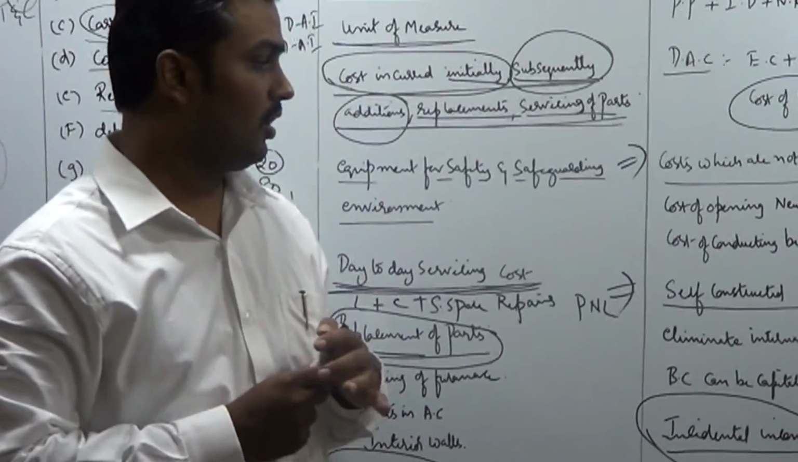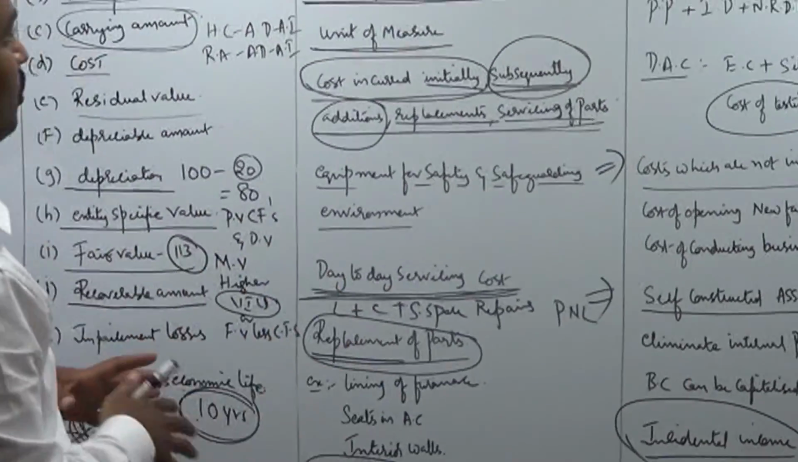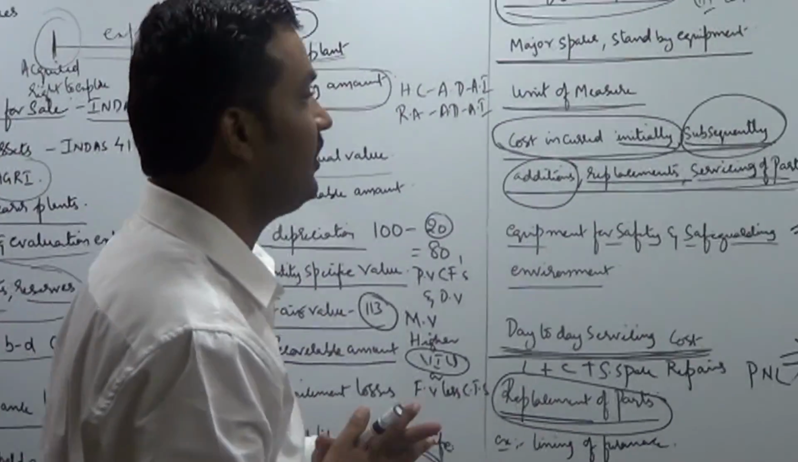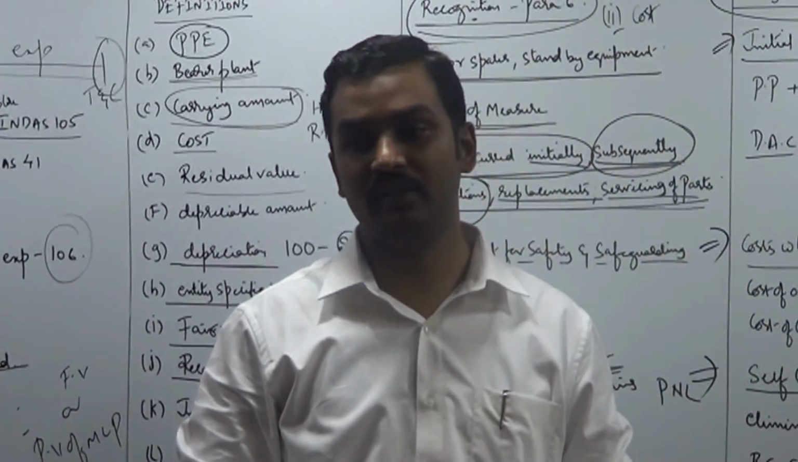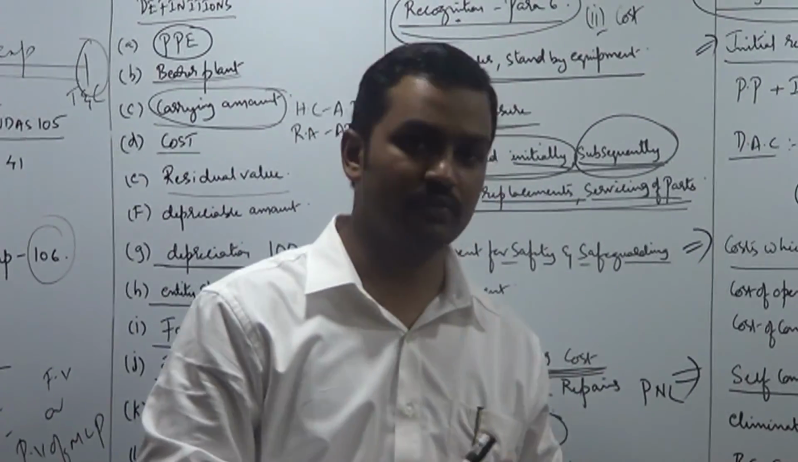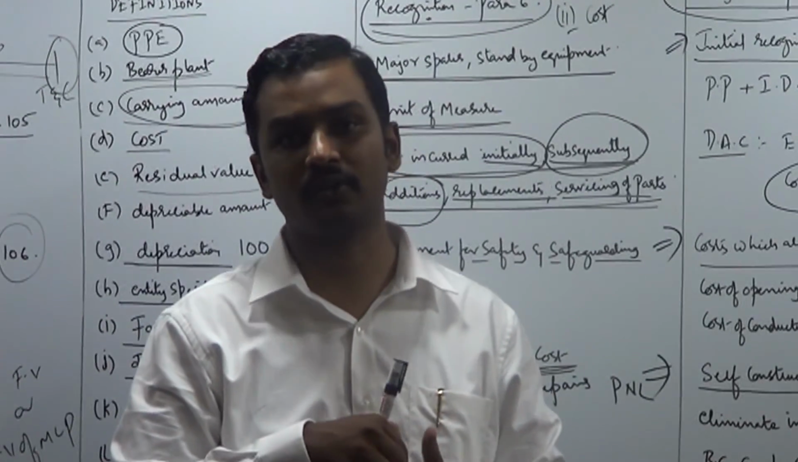So in this lecture we understood what constitutes cost of an asset in various circumstances. We discussed various definitions, and we discussed what can form part of cost of the asset, what cannot form part of cost of the asset.